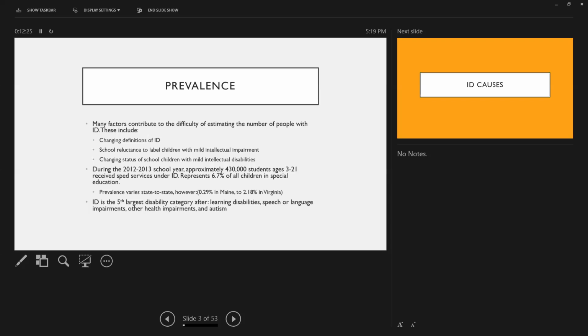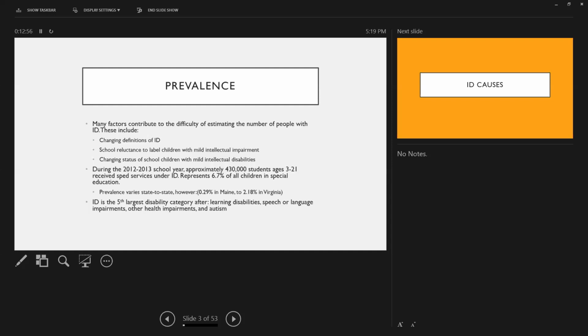Do you think that the low number in Maine is just from them not reporting it and not labeling children, or do you think that's something else? I mean, it could be. Yeah, it could be that in some states, students are differentially diagnosed. They're given a different diagnosis. We talked about this idea of diagnostic substitution last week.